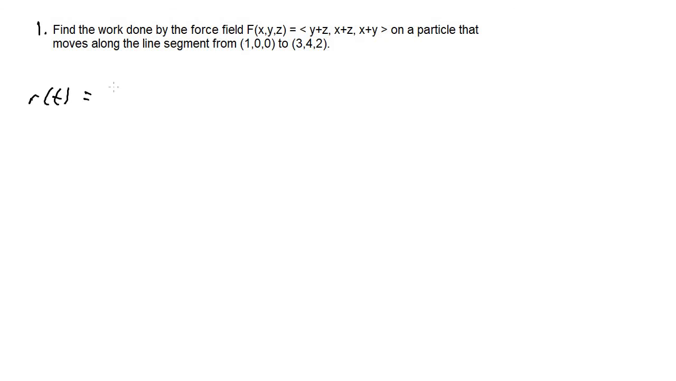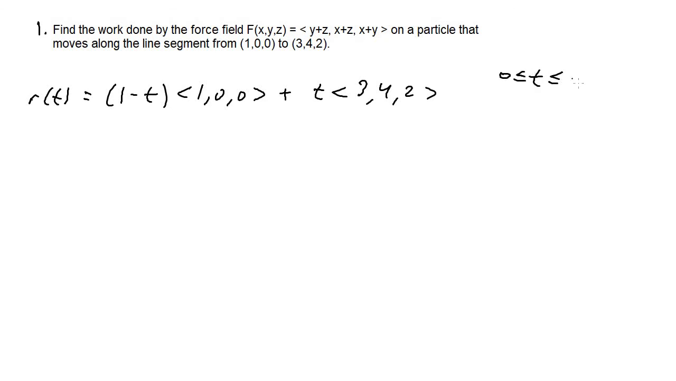r of t equals 1 minus t times the initial point, which is 1, 0, 0, written as a vector, plus t times the ending, or terminal, point, which is 3, 4, 2, in component form. Once again, because we use this formula, the t values range from 0 to 1.